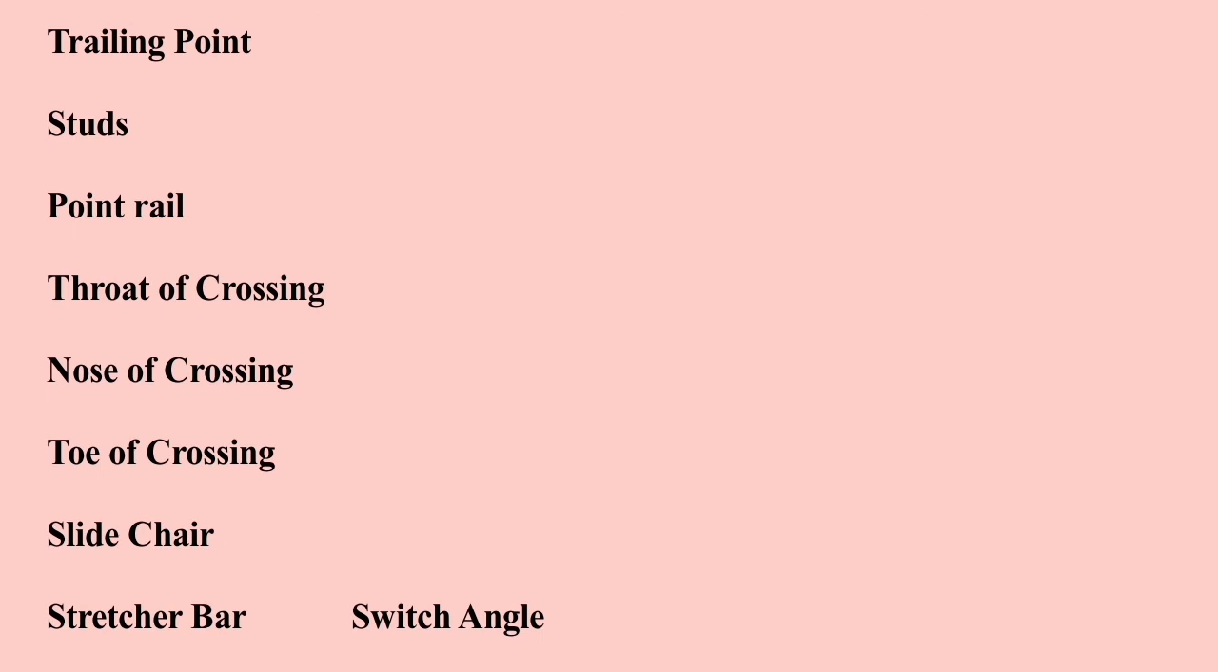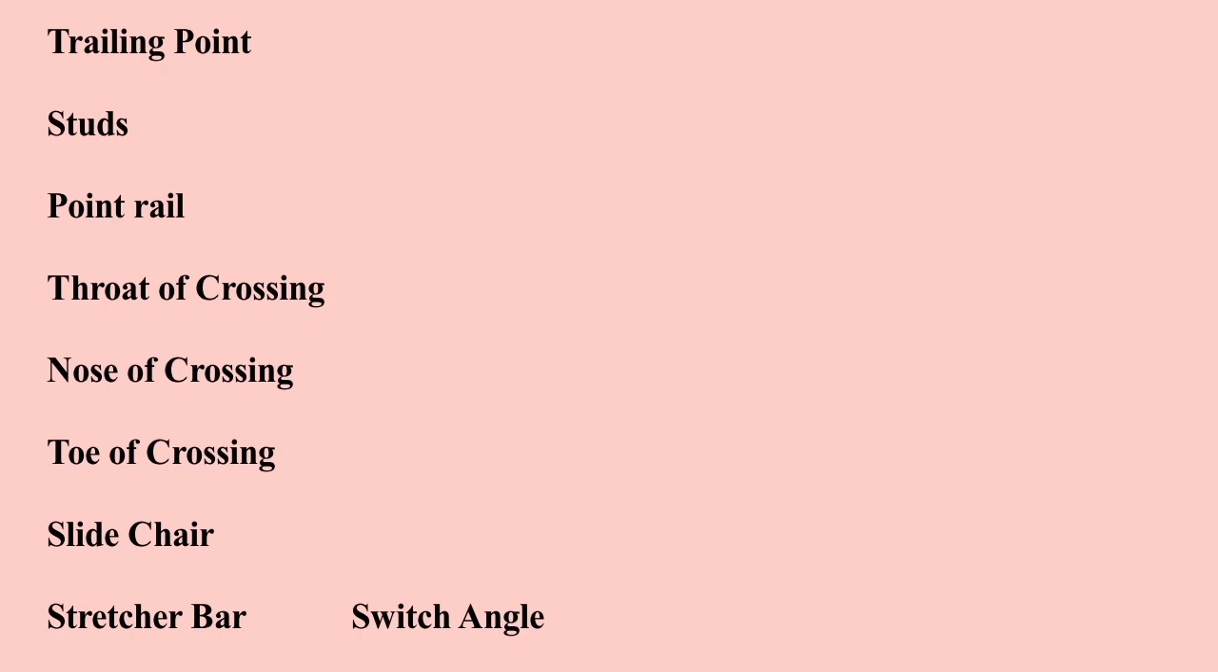Facing direction. When the crossing is seen while standing at the top of the switch, the direction is known as facing direction. And what is a facing point? A point is called a facing point when a train runs in the facing direction only. And what is a trailing point? These are the points where the train passes over the crossing first and then over the switches. Studs. The bend-up plates fitted to the web of the stock rail for preventing lateral bending of the tongue rail. And what is a point rail? It is the main railway track forming the nose of crossing.